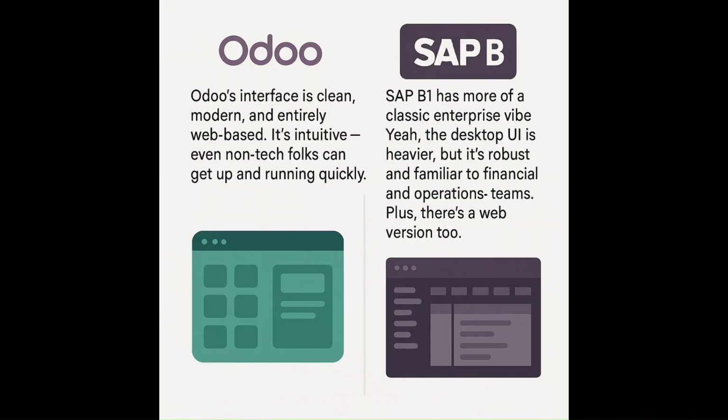Odoo's interface is clean, modern, and entirely web-based. It's intuitive. Even non-tech folks can get up and running quickly. SAPB1 has more of a classic enterprise vibe. Yeah, the desktop UI is heavier, but it's robust and familiar to financial and operations teams. Plus, there's a web version too.